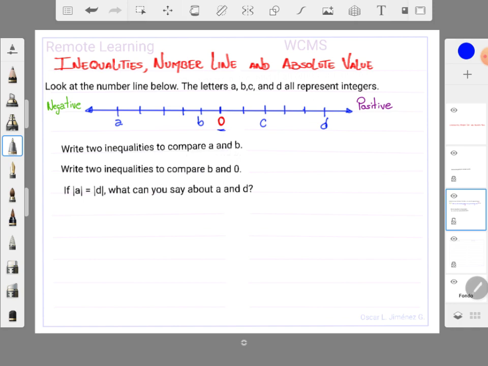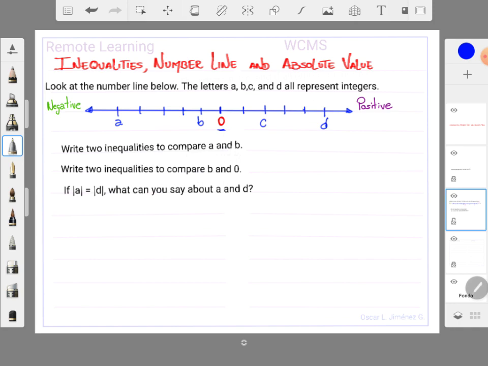Now we have three situations, three things we need to solve. The first one is write two inequalities to compare A and B. The second one is write two inequalities to compare B and 0. And finally, if the absolute value of A equals the absolute value of D, what can you say about A and D? These are our three questions that we need to solve.